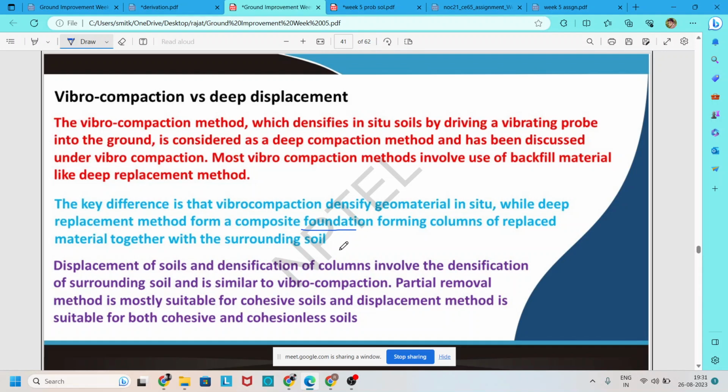The same material is filled in vibro compaction. But in the case of the deep replacement method, we use a different type of good, stiff material. From a strength point of view, it is very hard and forms a composite column-like structure. Composite means different types of material are used.